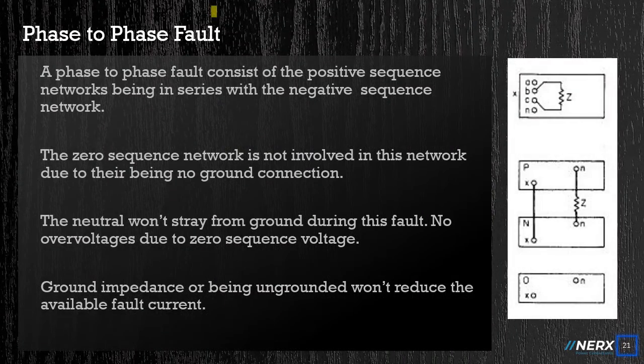Now take a look at the sequence network connections for phase-to-phase faults. Only the negative and positive networks are involved. No zero sequence voltage develops or current flows in this network. This means that the neutral won't stray from ground and produce over voltages due to zero sequence voltage. Also, the available fault current won't be affected by the system having impedance grounding or being ungrounded. A system constrained to low ground fault currents will still have normal phase-to-phase fault currents.